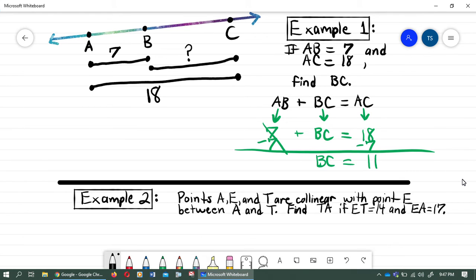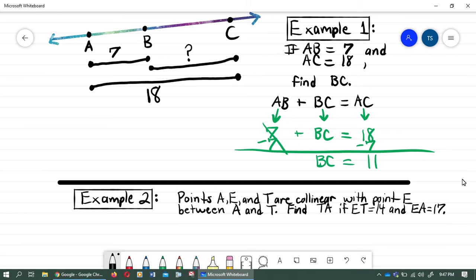Between A and T, Aggie pride. Hey, all right, find TA if ET, haha, that was a good movie. You guys have to excuse me. I'm very tired at the moment, and so my attention's a little diverted.